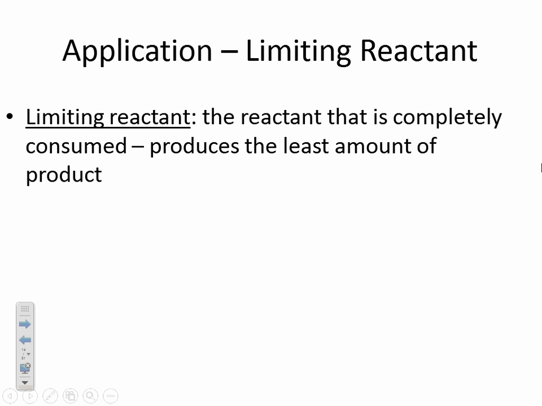Limiting reactant, by definition, is the reactant that is completely consumed in a chemical reaction, i.e. the reactant that produces the least amount of product. These two definitions really, really go hand in hand. The reason that it produces the least amount of product is because it is the one that gets completely consumed and gets used up first. So it gets used up first and then it's all gone. Therefore, you can't make any more product even if you have more of the other reactant. So it's limiting. It limits how much product you can make. It is the limiting reactant.